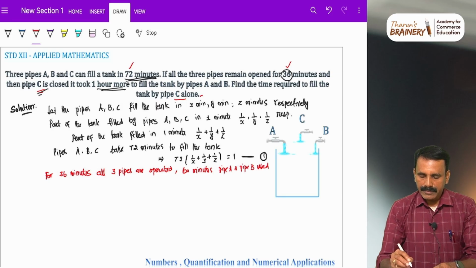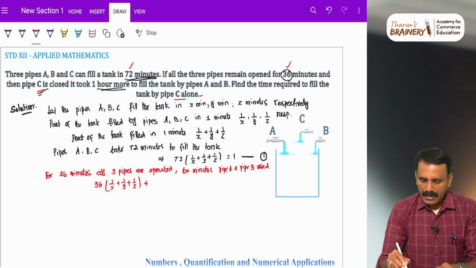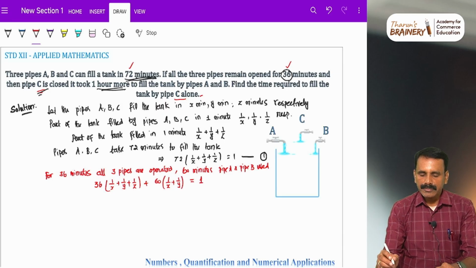To fill the tank. So, we write 36 into 1 by x plus 1 by y plus 1 by z, plus for the next 60 minutes we are going to use only pipe A and pipe B. So, 60 into 1 by x plus 1 by y. Then the tank is going to be filled. Because it is going to be filled, we take that as 1 unit.